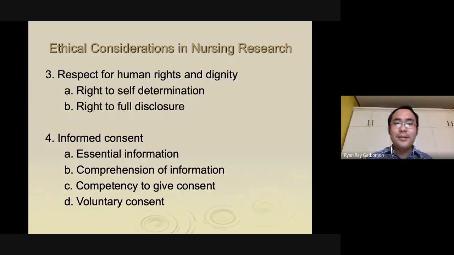Okay? Respect for human rights and dignity, which involves the right to self-determination or their ability to decide for themselves, and the right to full disclosure.